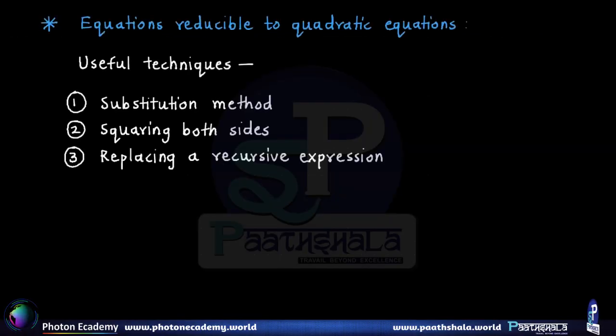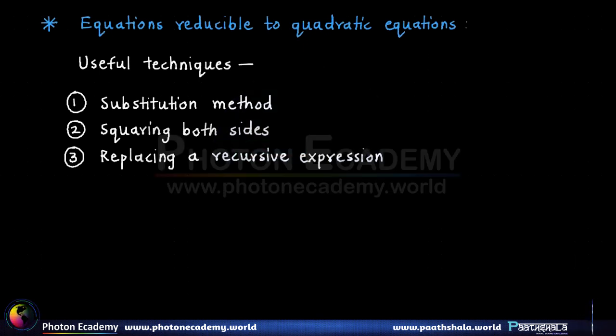Now let us study the equations which are reducible to quadratic equations. That means originally the equations need not be quadratic, or they may not look like a quadratic, but by suitable transformations we can convert or reduce them to quadratic equations and then solve them. So here are some typical techniques that we use to solve these kinds of equations.